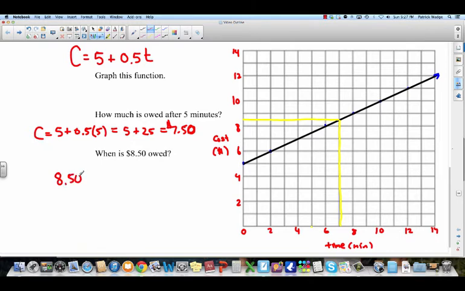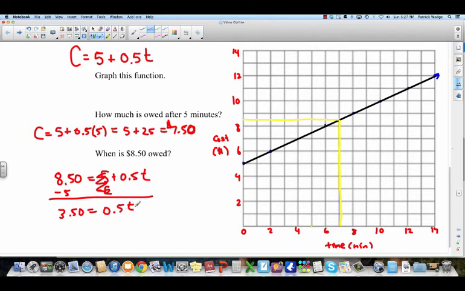850 goes into the cost, equals 5 plus 0.5t. I don't know what t is, so now I have to solve this equation. We'll get more into solving equations later, but you know how to do this? You've got to get the t by itself. So the first thing we need to do is subtract this 5. Subtract 5 from both sides. That leaves us with 350 equals, this is gone, right? 5 take away 5 is gone. So it's equals 0.5t.